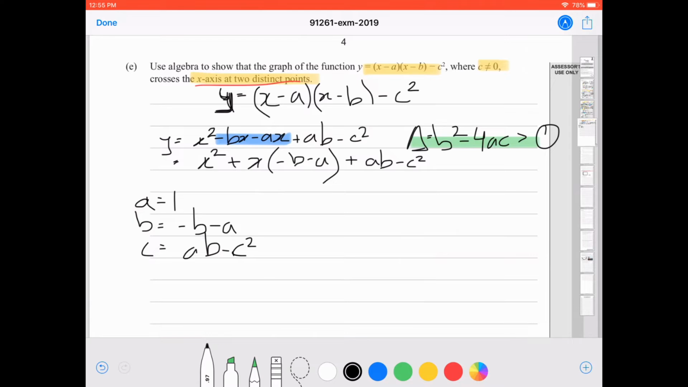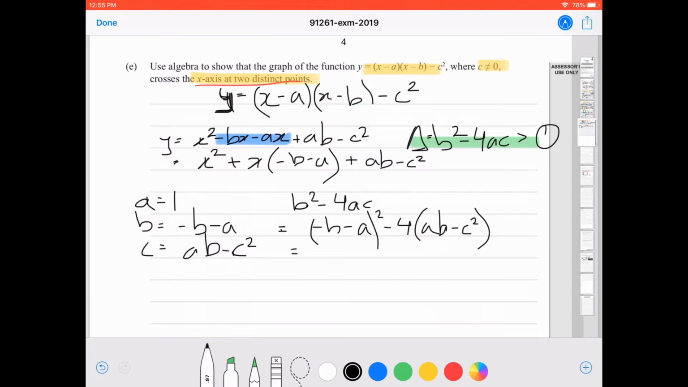And so let's go ahead and calculate our discriminant. b squared minus 4ac. And that equals, let's do it down here, minus b minus a all squared, minus 4 times a is 1, so we'll just forget about it, c is ab minus c squared.